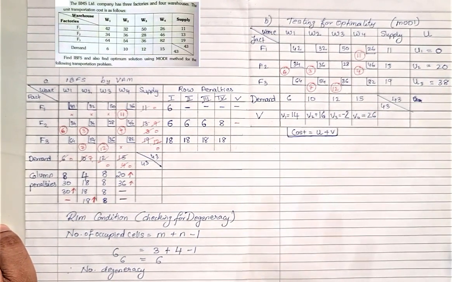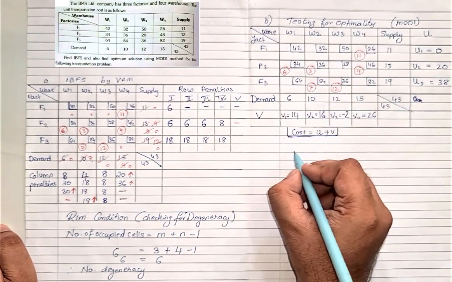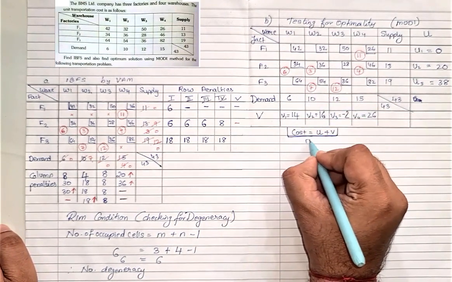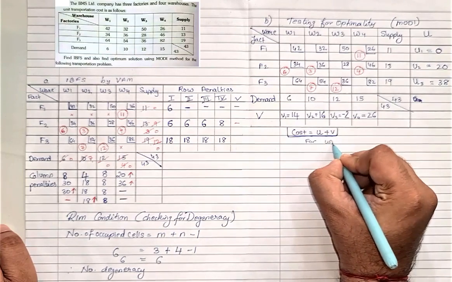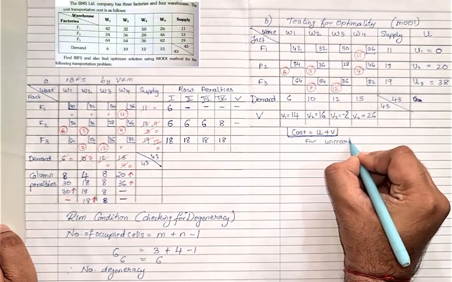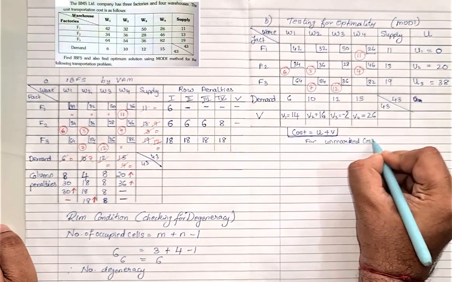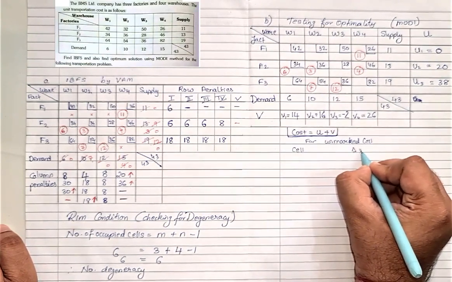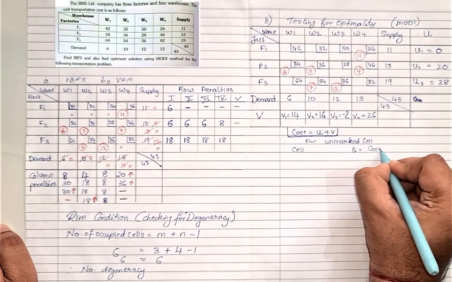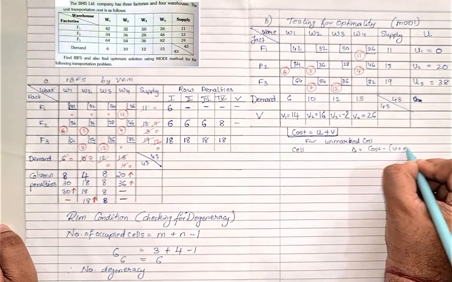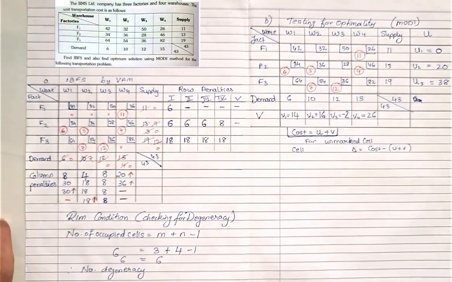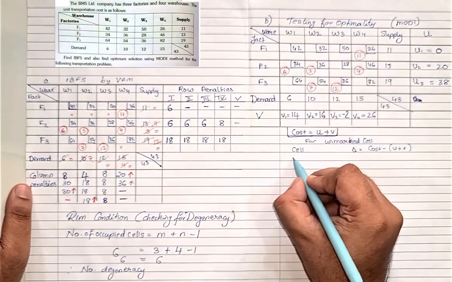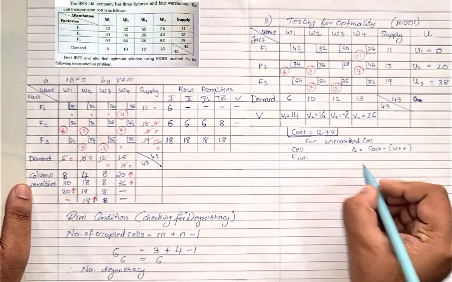Now to find the optimality, once we have found u and v, we need to check it for the unmarked cells. For each unmarked cell, we need to find something called the change, which is cost minus (u plus v). So first check which cells have not been marked. This cell is not marked, so that is F1W1. So I'll write here F1W1.